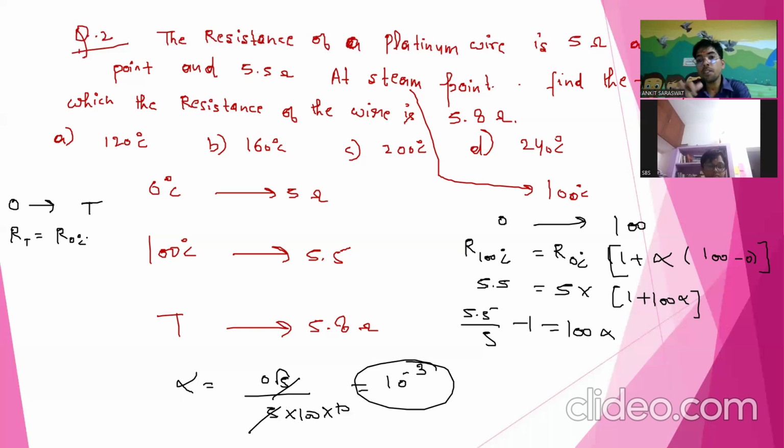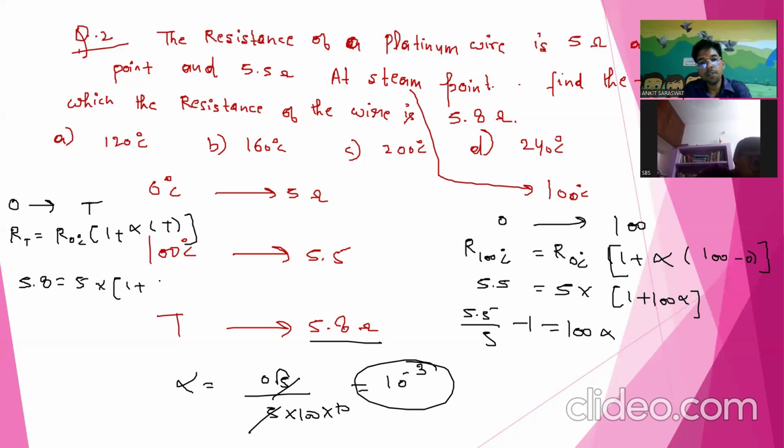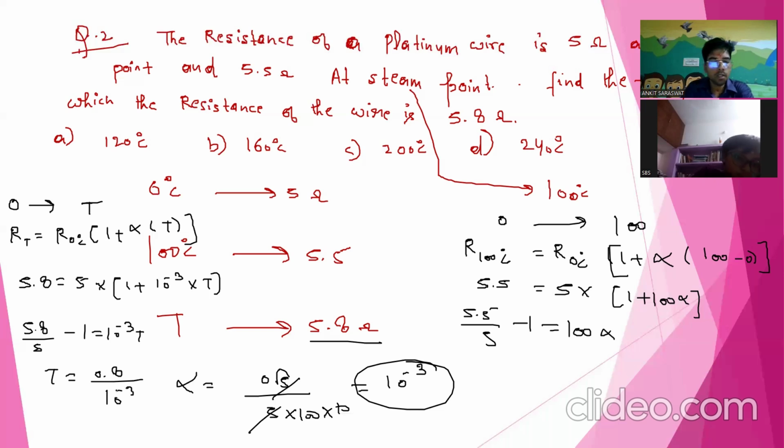From 0 to 100, first we will apply the formula, then 0 to T. Then only you will get the correct answer. R_T = R_0(1 + alpha(T - 0)), it is T. Then R_T is 5.8, resistance at 0 degrees Celsius is 5. So 5.8 = 5(1 + 10^-3 T). Solve this: 5.8 by 5 minus 1 equals 10^-3 T. 5.8 minus 5 will be how much? 0.8. So 0.8 by 10 to the power minus 3.